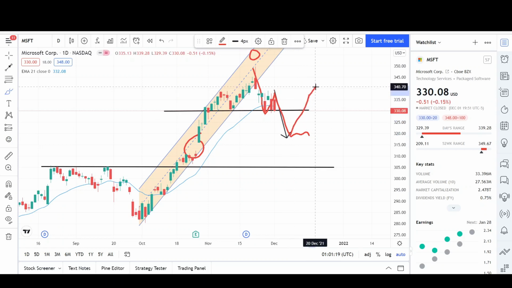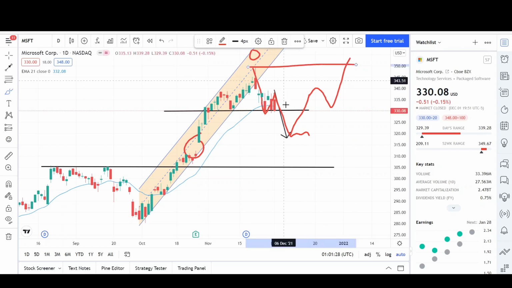I bet we will get a leg up, a correction, and then the second leg up to retest these highs and even make a new one. So that's the pattern that I see playing out for Microsoft. We just gotta wait and see if that will happen.